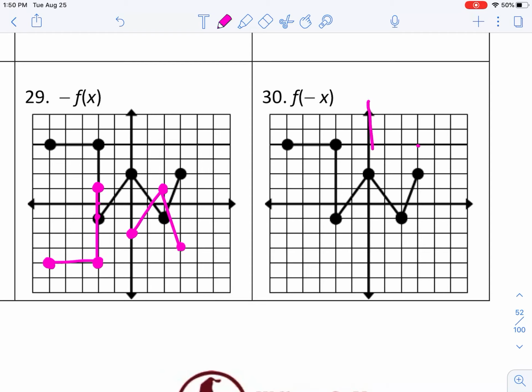Same thing happens over here, except my mirror lies on the y-axis this time. So I'm looking to make things go 2 away, put a dot, 3 more away, put a dot, and connect it via a line.